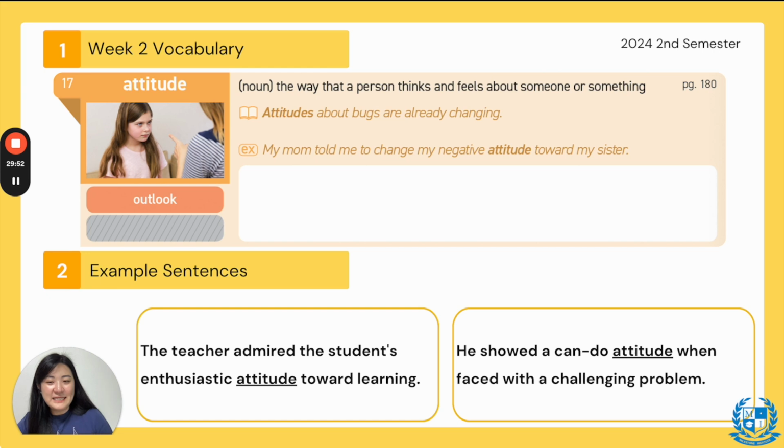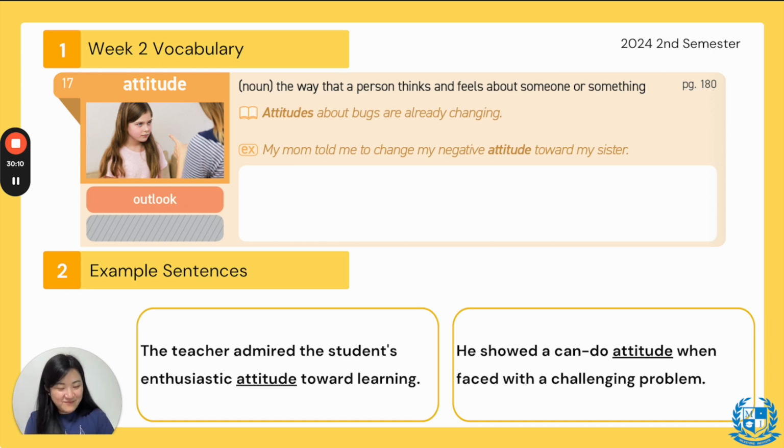Over here, it says, the teacher admired the student's enthusiastic attitude toward learning. So say that we have a student, they're like, oh, Miss Kimberly, I love to participate. Can I answer? Oh, thank you. Oh, this is how I study, Miss Kimberly. Enthusiastic attitude. They love learning.